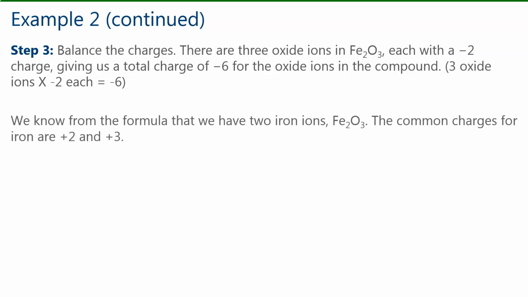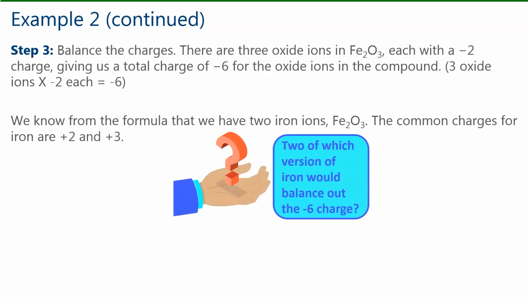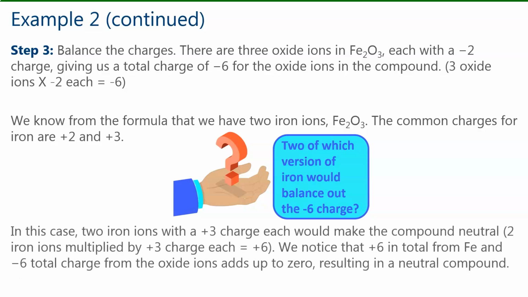We know from the formula that we have 2 iron ions, and the common charges for iron are +2 and +3. So 2 of which version of iron, iron 2 or iron 3, would balance out the -6 charge coming from the oxide ions? In this case, 2 iron ions with a +3 charge each would make the compound neutral, because 2 iron ions multiplied by +3 charge each gives us +6 total. We notice a +6 in total from iron and -6 total charge from the oxide ions adds up to 0, resulting in a neutral compound.